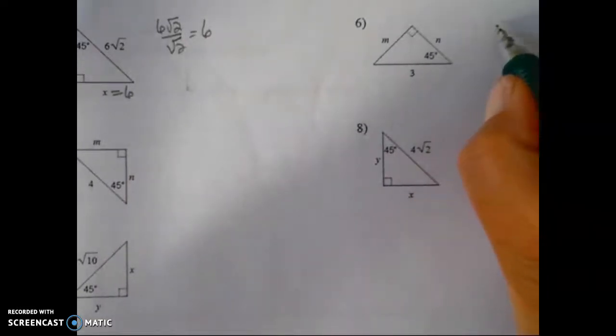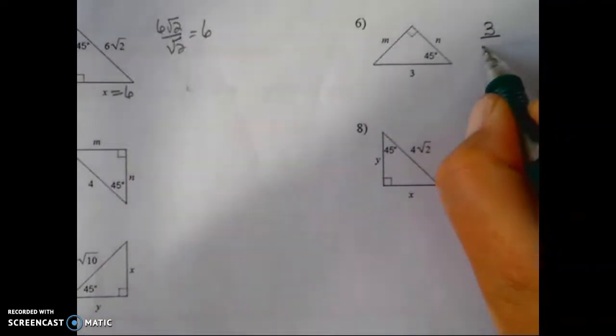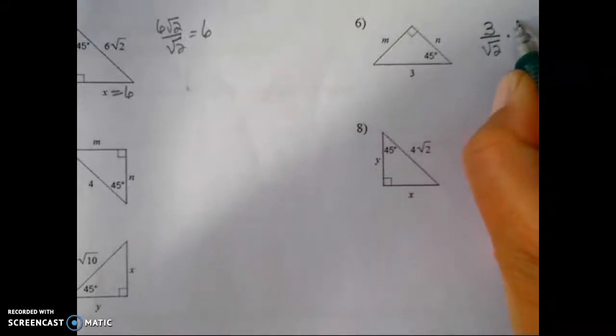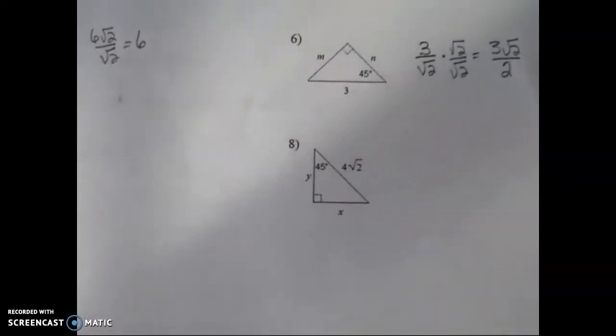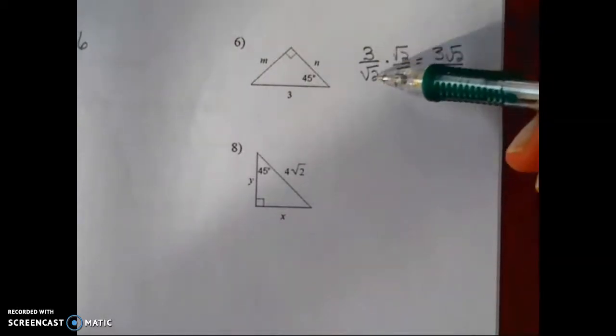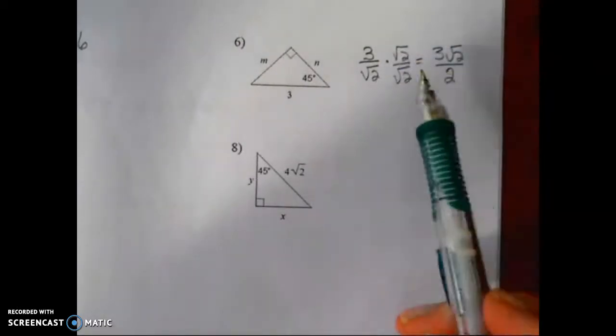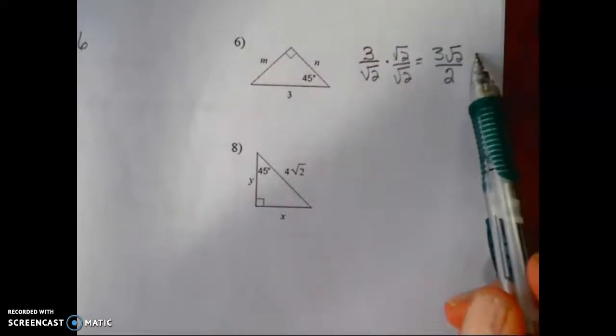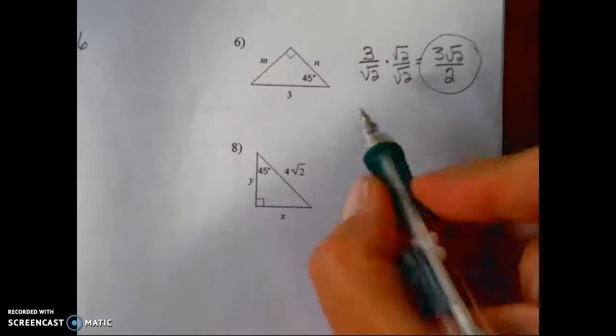For number 6, to go from the hypotenuse to the leg, you take the hypotenuse and divide by the root of 2. Let's rationalize this denominator. Rationalize the denominator. Circle your answer. Hey, both of these legs are the same.